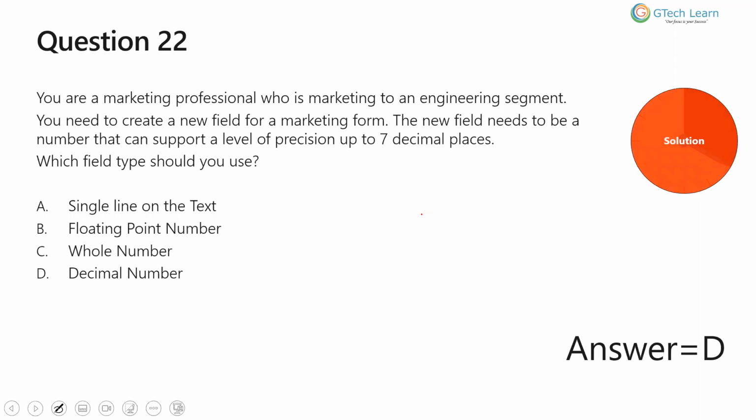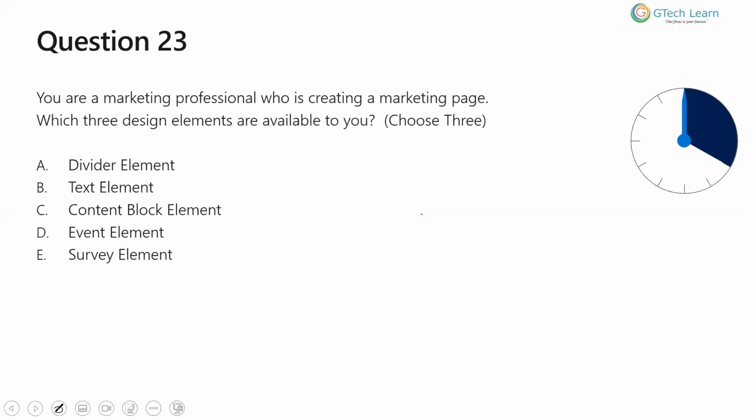Okay, so the correct answer is going to be a decimal number. We can utilize this kind of field here. The next question we are having in line is, you are a marketing professional who is creating a marketing page. Which three design elements are available to you? Option A, divider element. Option B, text element. Option C, content block element. Option D, event element. Option E, survey element. Your answers on the chat, and let me start the timer now.